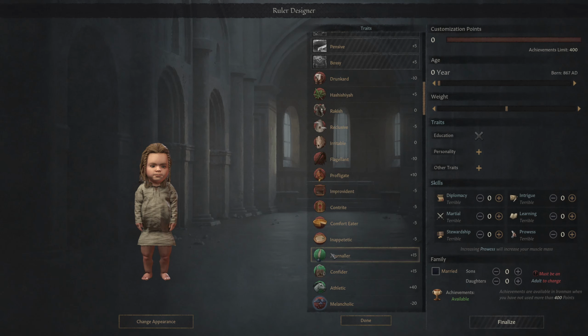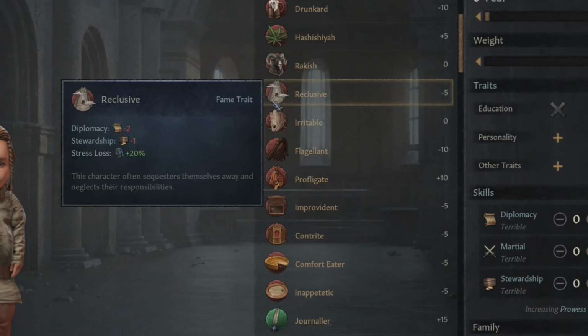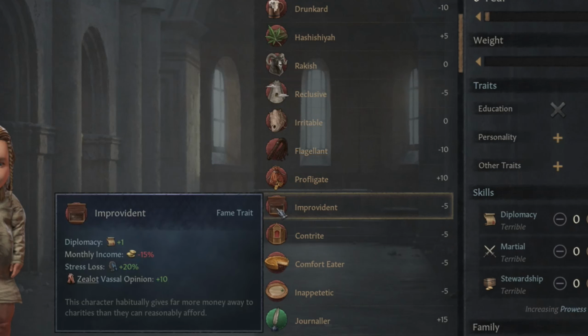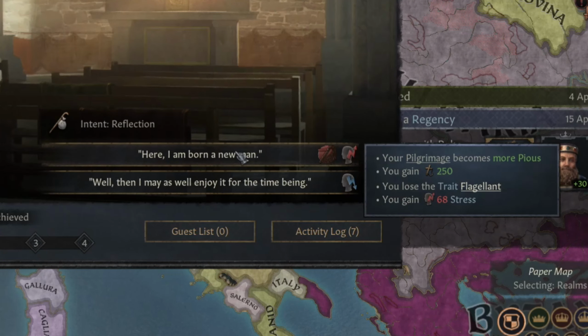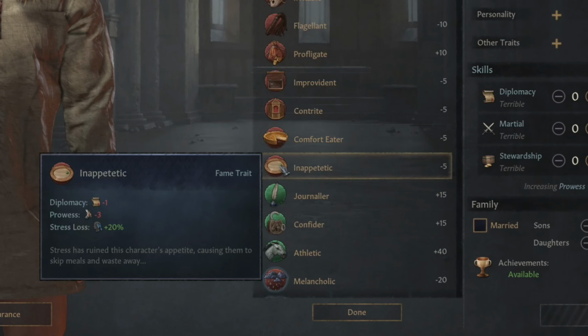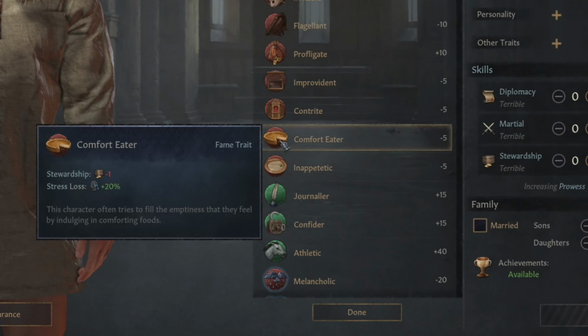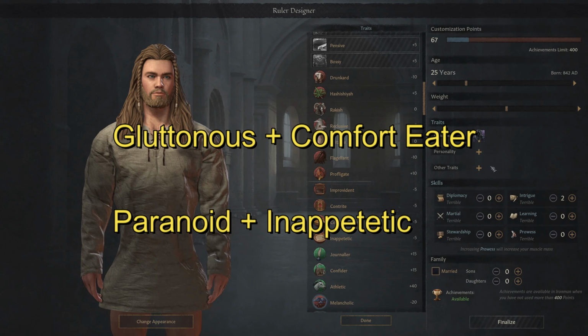The red and green traits here are stress traits we normally get from stress levels in game. Flagellant, reclusive, and improvident refund points and are easy to manage. Some events can also get rid of some traits, like pilgrimages can get rid of flagellant. A hidden cost of inapathetic and comfort eater is with the wrong combination of traits, your weight will eventually swing to being obese or malnourished, so avoid these combos on the screen.